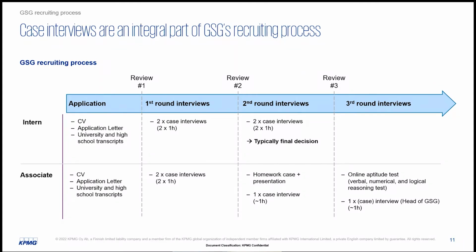Do you have any questions about the interview process? Yes, I have one question. Why is the online aptitude test last in this process? Usually it's in the front. After you send your CV and application letter, you usually get the link to these tests.